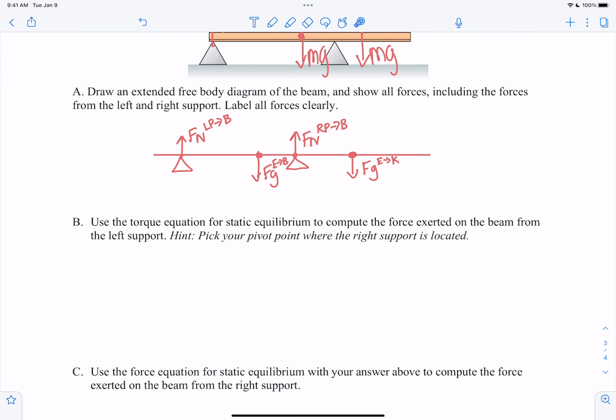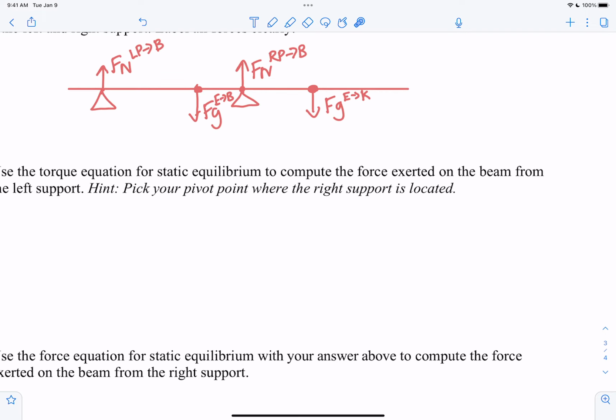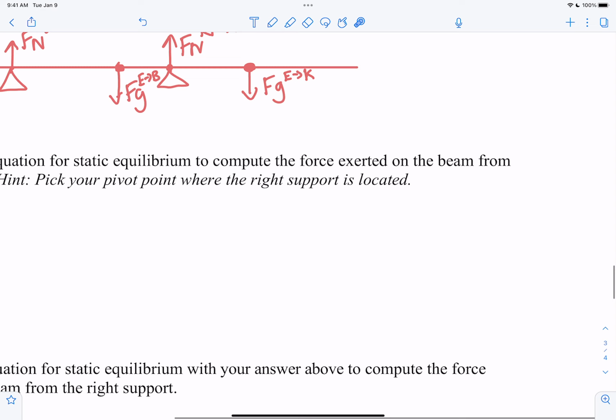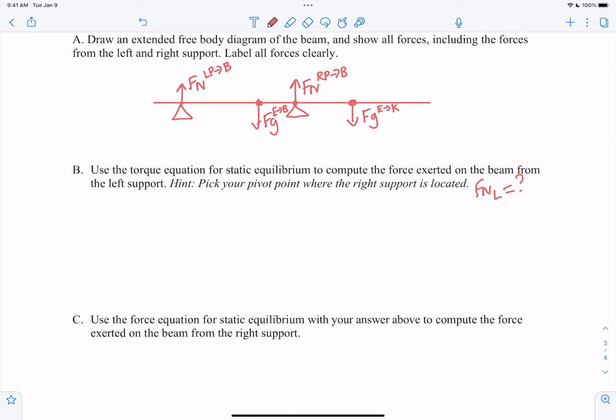So part B, they want us to use the torque equation for static equilibrium to compute the force exerted on the beam from the left support. So force on the beam from the left support, we can say normal force L, basically. That's unknown to us. So for the torque equation, since this is in static equilibrium, net torque should be equal to 0, right? And then we have what?